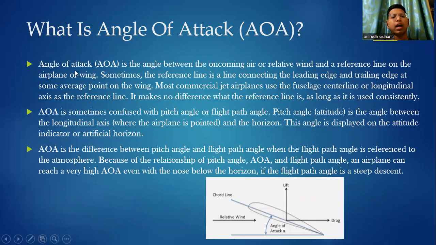What is angle of attack? Angle of attack is the angle between the oncoming air or relative wind and a reference line on the aeroplane or wing. Sometimes the reference line is a line connecting the leading edge and trailing edge at some average point on the wing. Most commercial jet airplanes use the fuselage center line or longitudinal axis as the reference line. It makes no difference what the reference line is, as long as it is used consistently.